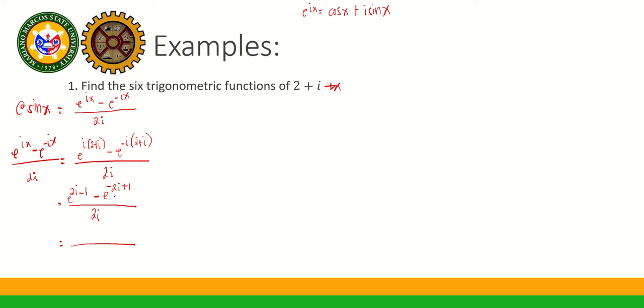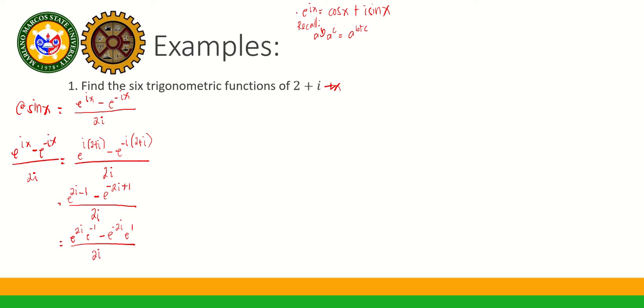So first example, recall natin that a raised to b times a raised to c is equal to a raised to b plus c. So, pabaliktad yung gagawin natin dito. So, this will be equal to e raised to 2i times e raised to negative 1 minus e raised to negative 2i times e raised to 1 all over 2i.